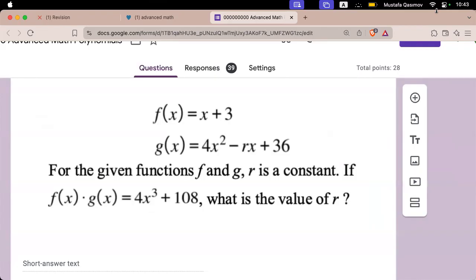And this is x one. 4x squared divided by 4x.